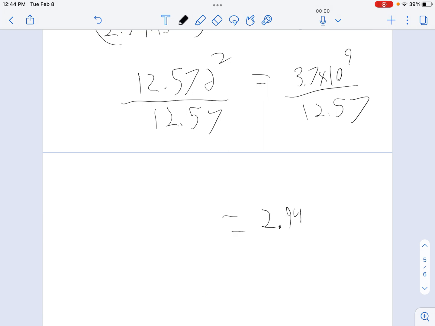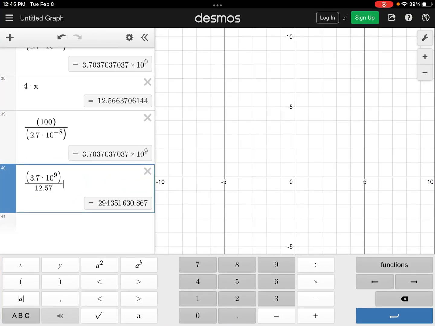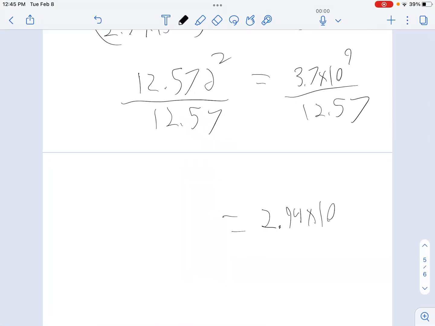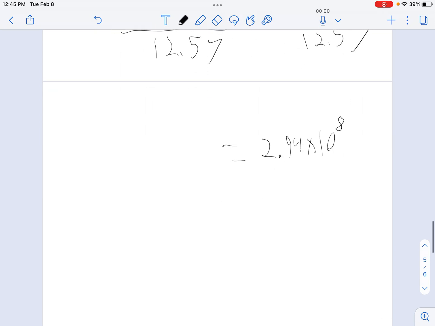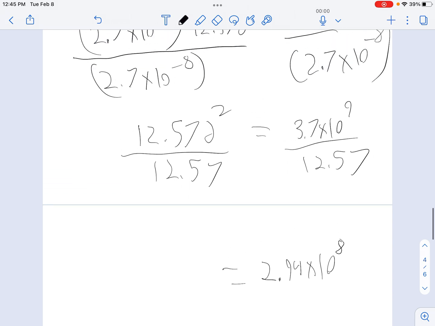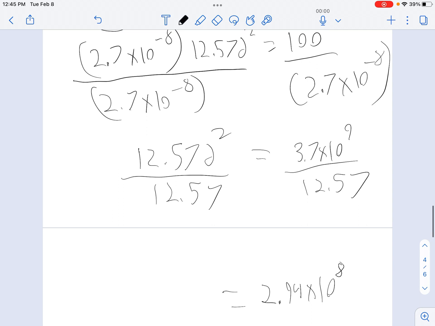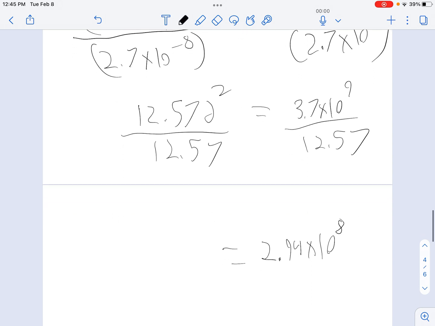But I think it was times 10 to the 8th. Let me count it real quick. 1, 2, 3, 4, 5. Yes, that is correct. Or you can write out the whole number. Either way, your answer will be a little bit off. If you don't know how to convert it to scientific notation, no big deal. Just write out the number.